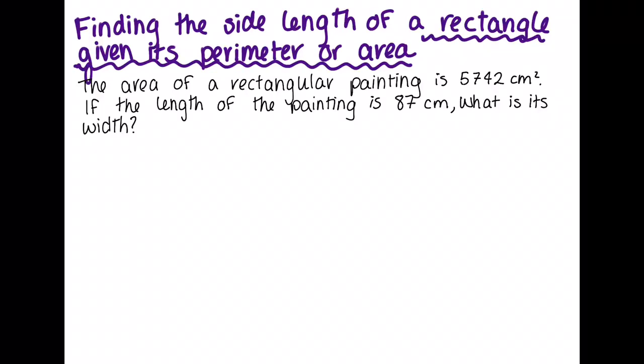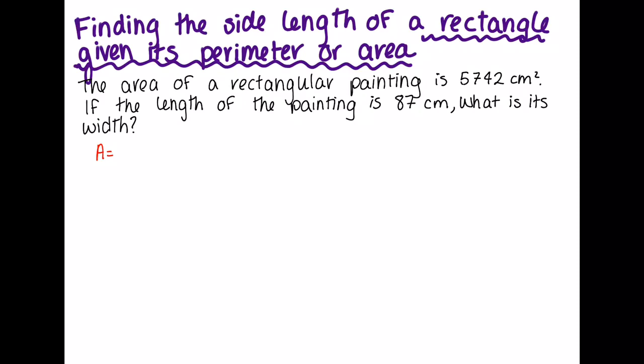Finding the side length of a rectangle given its perimeter or area. So these are going to be problems where we need to find a side length given a perimeter or area. You're going to need to know the perimeter formula and the area formula for a rectangle for these types of problems. So before I even read the problem, let me write those two formulas down.